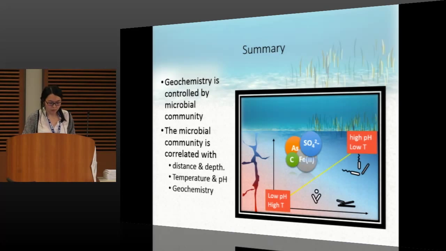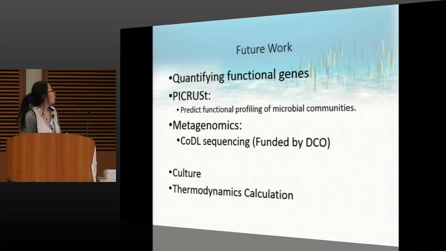So next step, I need to finish the quantification of the functional genes to figure out what kind of metabolism is located in each site, and run PICRUSt to predict the functional profiling of the microbial community with distance, depth, temperature, pH, or even each different geochemical profile. And I will run some metagenomics analysis.